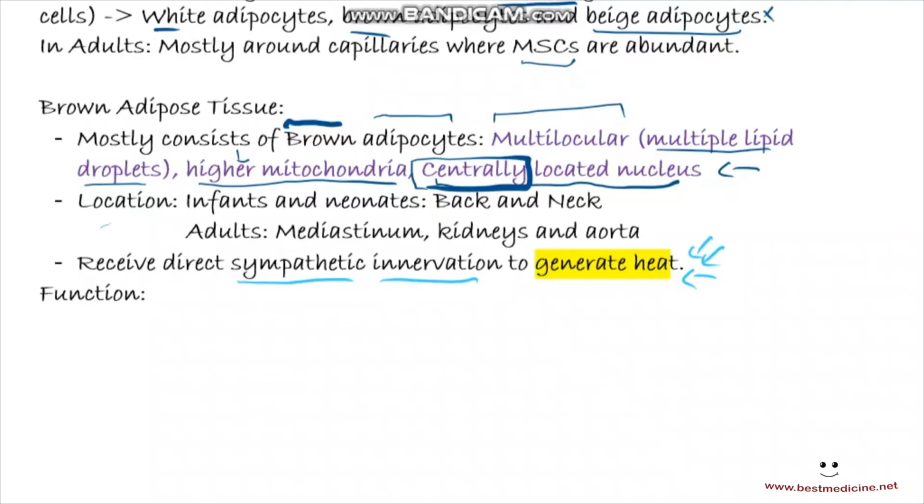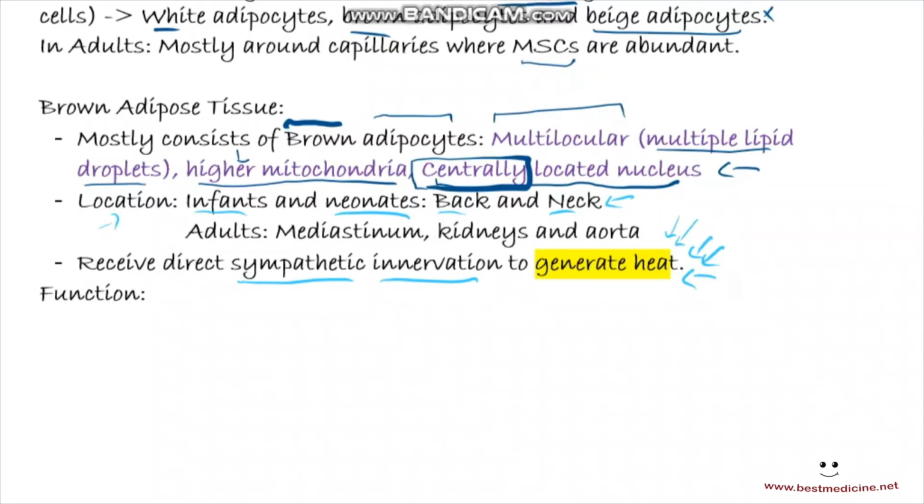So locations for the brown adipose tissue in infants and neonates, which is very, very important. Newborns, and especially infants, have brown adipose tissue present abundantly in the back and neck, especially the back of the neck. This is because neonates and infants don't produce all that much body heat to keep themselves warm, so they need some extra help, and that extra help comes from the brown adipose tissue, which is able to generate some extra heat.